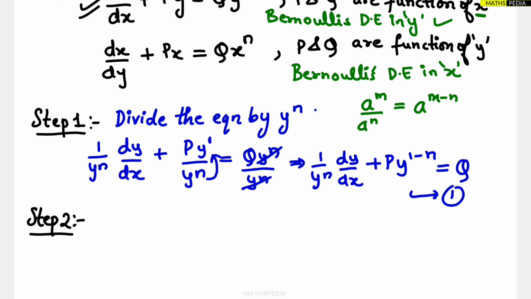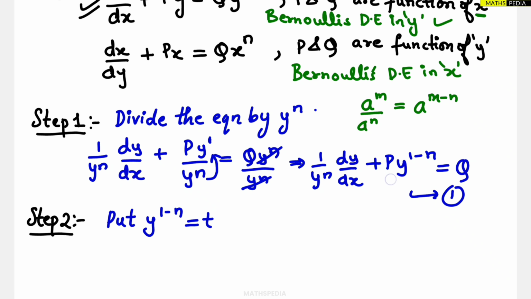Now let us go for the second step. In the second step we have to substitute: put y power 1 minus n equal to t. I repeat again what happens here. Whatever is beside p, that you have to equate to one variable. Here we are taking t. Some textbooks might take v also. So here we are taking t.